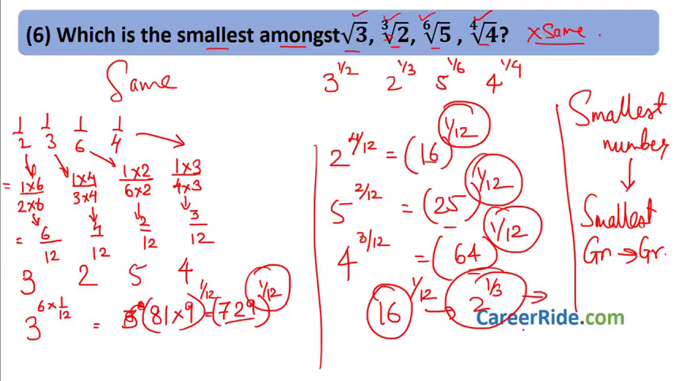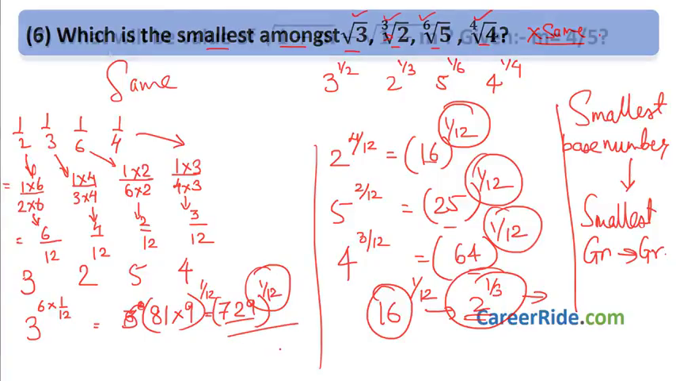Did you understand what we did? We made the surds common, and then whichever is the smallest base number, that would be the smallest number. If the base number is greatest or larger than others, then the entire number is the largest. Moving to question number 7.